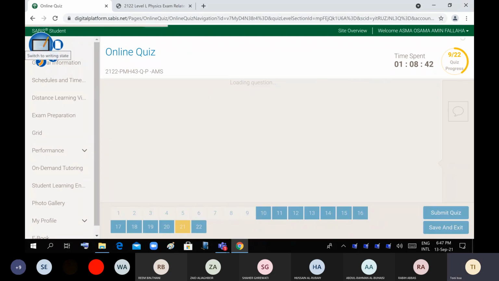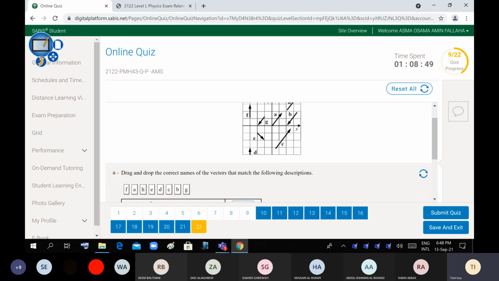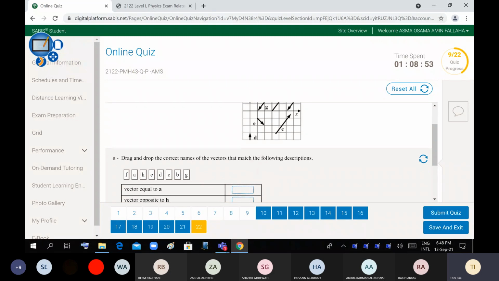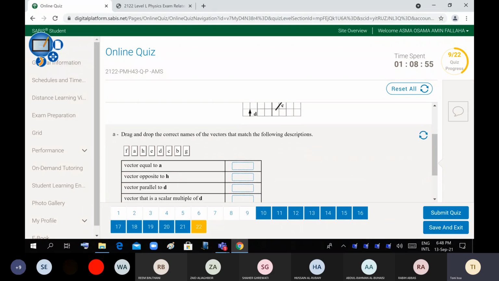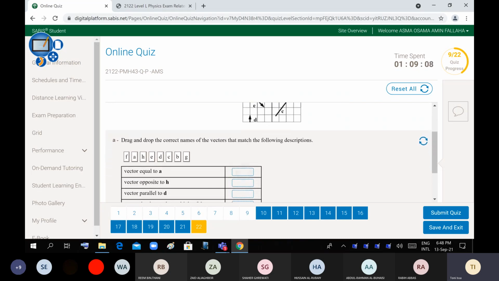Last question, 22. You can see all these vectors. What did they say? Drag and drop the vectors that match the following descriptions. Equal to vector A. Equal to vector A means they should have the same direction and same magnitude. Which one? I can see only H. So the answer here should be H.